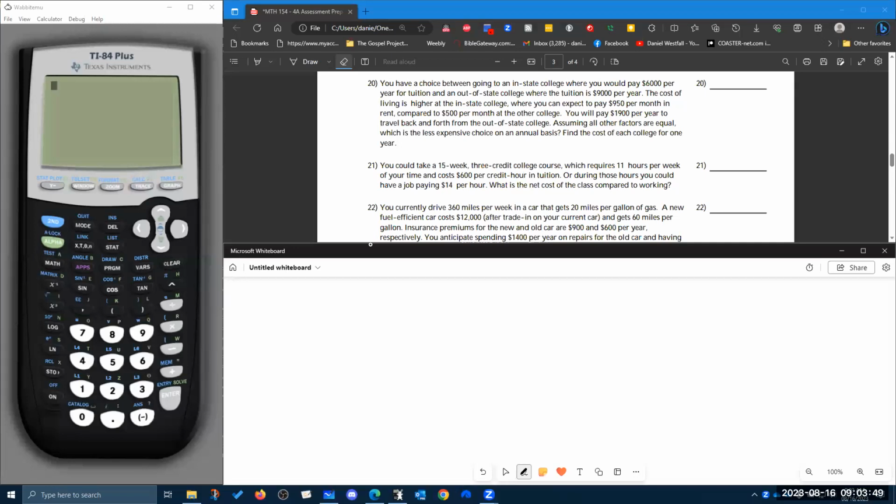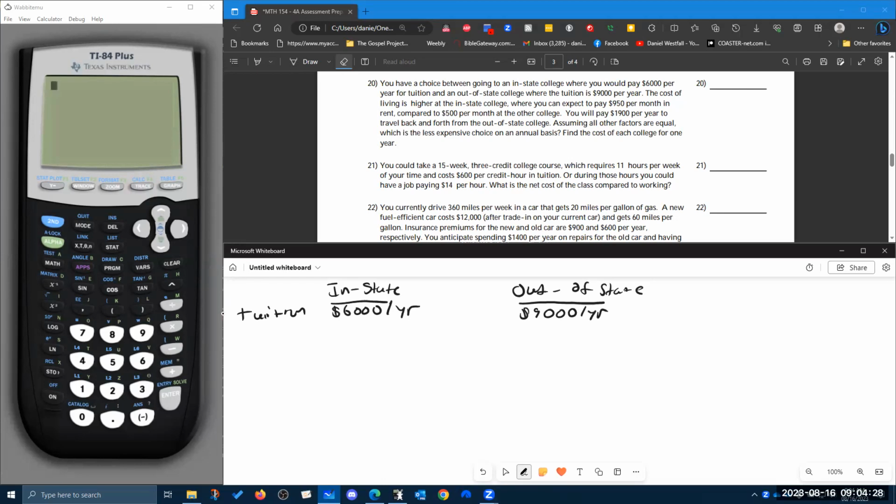So all other things being held equal in this example, we're going to compare in-state to out-of-state. We have our tuition cost. It's going to be cheaper to stay in-state. It's going to be $6,000 a year for in-state, and it's going to be $9,000 a year for out-of-state.